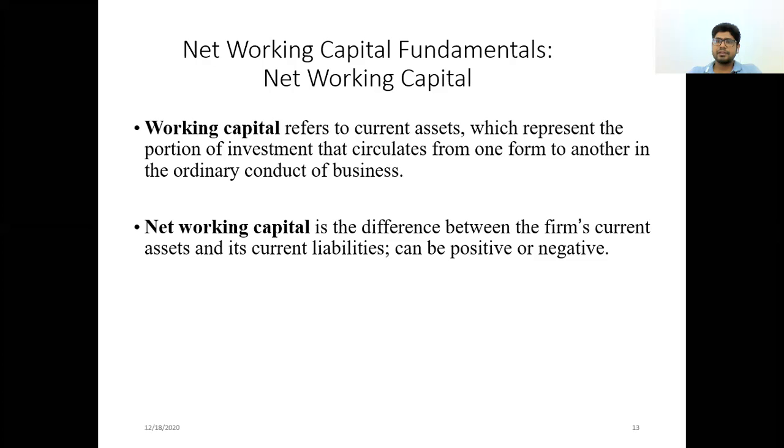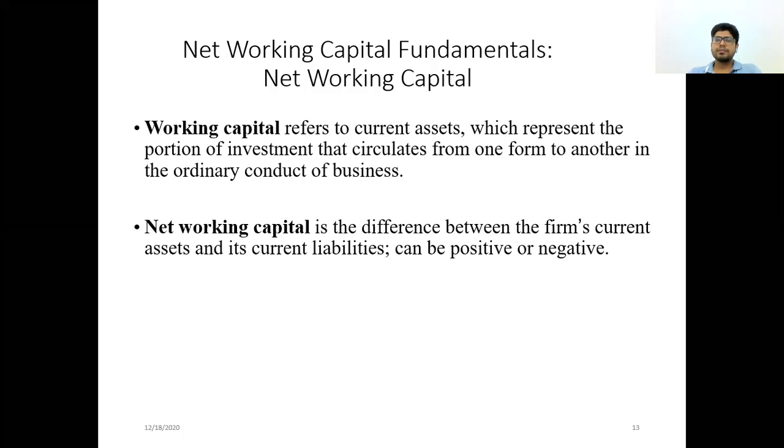Net working capital fundamentals. As I explained in the last class, there are two main concepts, gross working capital and net working capital. Simply, gross working capital means the total amount of current assets. We do not compare these current assets with current liabilities. But net working capital, on the other hand, is the net value, current assets minus current liabilities. The balance sheet figure is called net working capital.